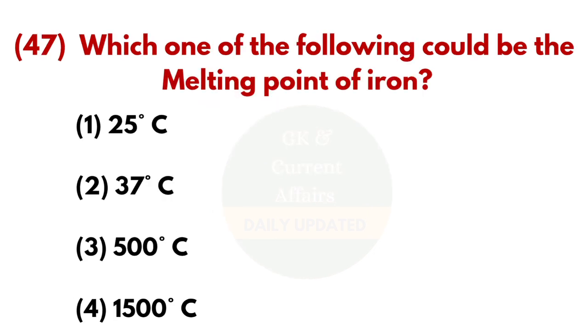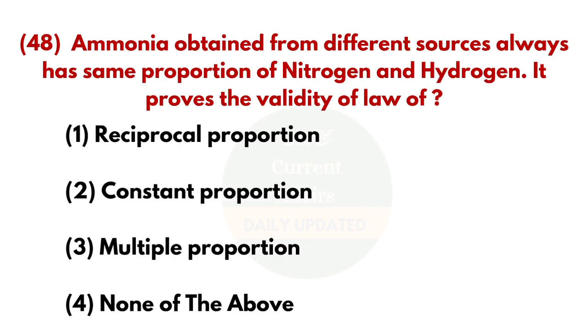47th question, which one of the following could be the melting point of iron? And the answer is 1500 degrees Celsius. 48th question, ammonia obtained from different sources always has same proportion of nitrogen and hydrogen. It proves the validity of law of, and the answer is constant proportion.